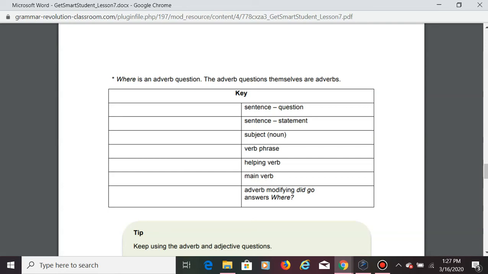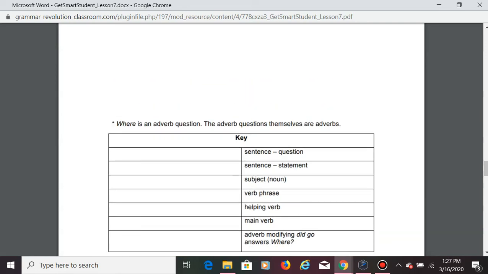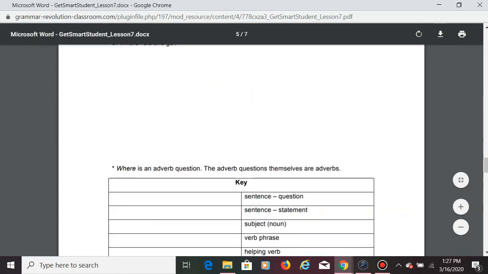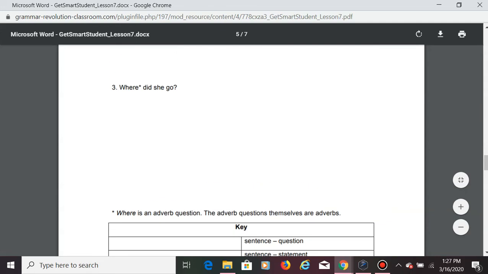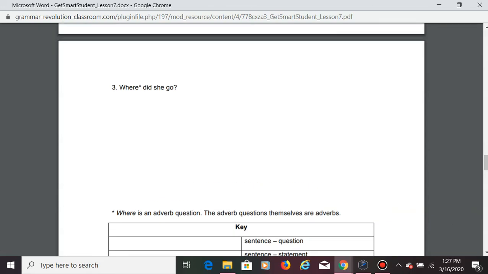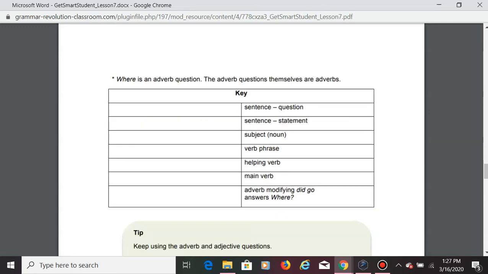Okay? So take a second and again, write your sentence. Pause the video if you have to. Then come down here and we're going to make a box underneath. Sentence, question, sentence, statement, subject, verb phrase, helping verb, main verb, adverb modifying did go, answers where. Write all this down, pause the video, and write it down.